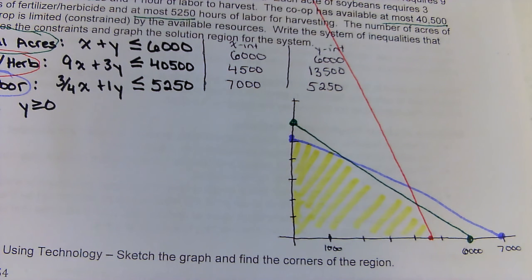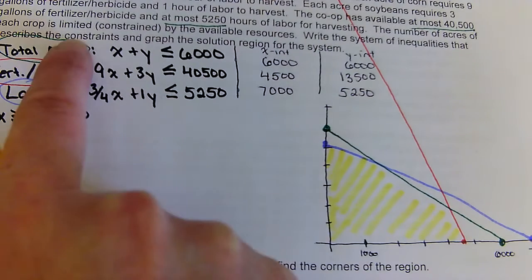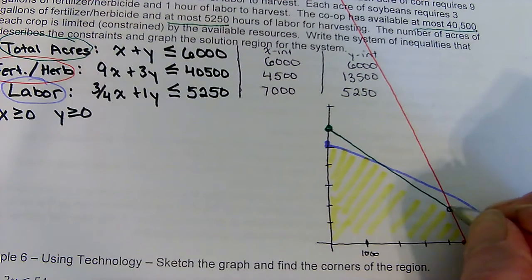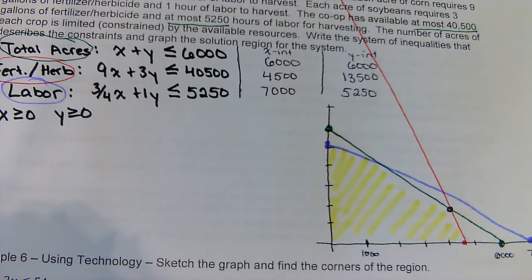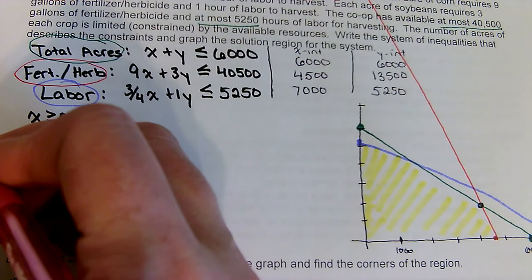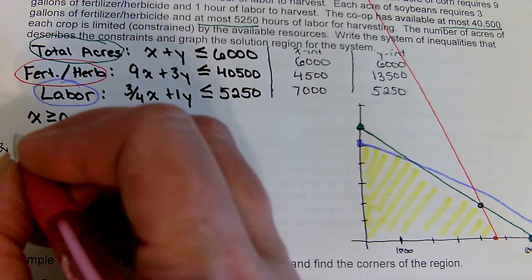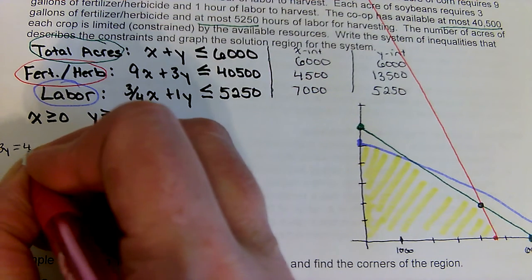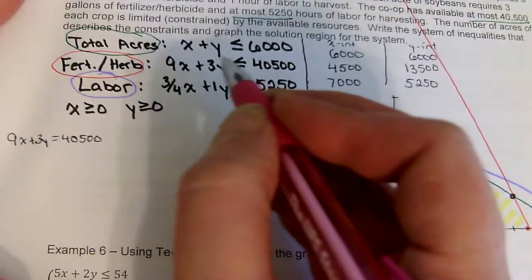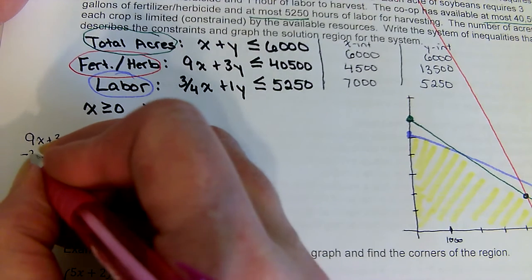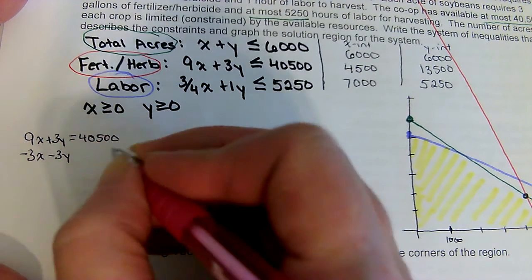Well, we could solve these systems to figure out where they're crossing. So this green line and red line, that's this equation and this equation. I can put them together to figure out this point of intersection right here. And let's think how we could solve that system of equations. 9x plus 3y equals 40,500. And if I take the top one and multiply by a -3, I would get -3x minus 3y.